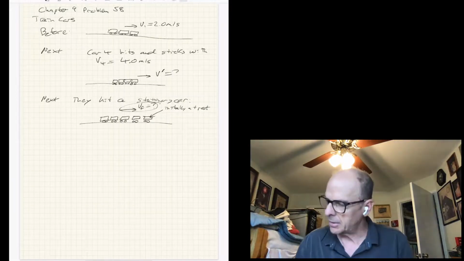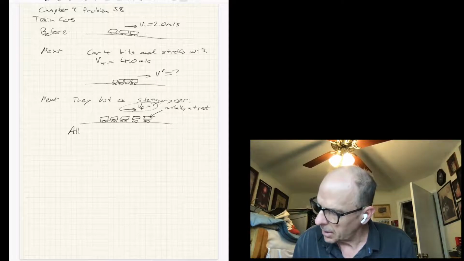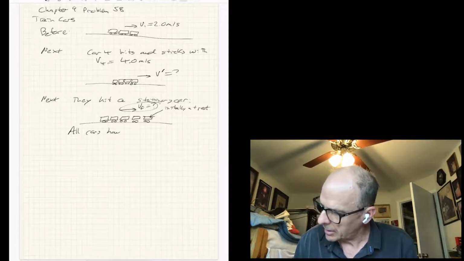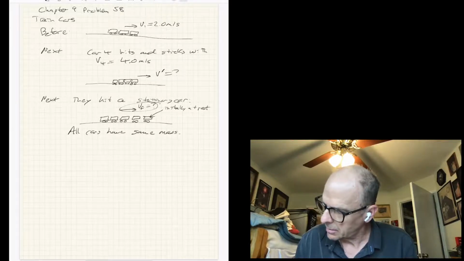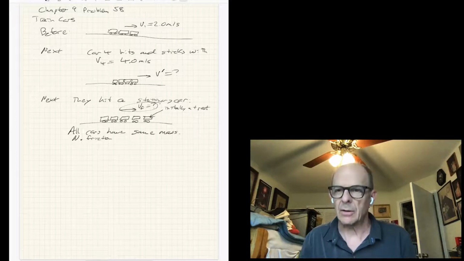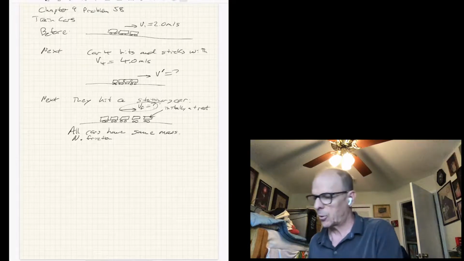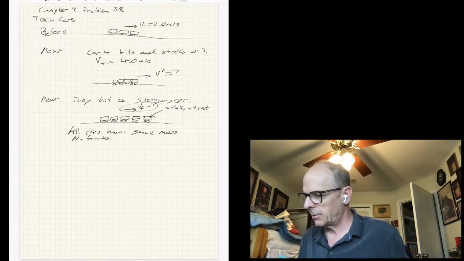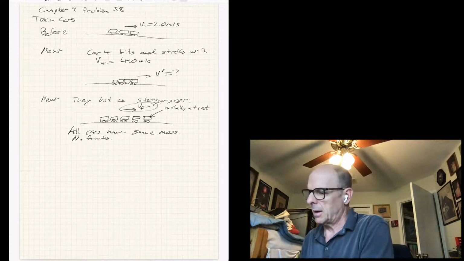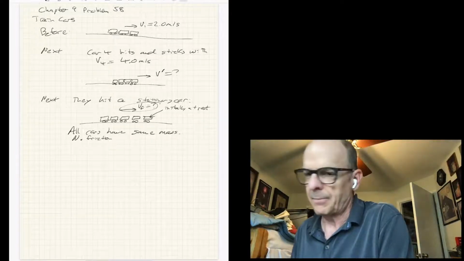And the cars are identical. So all cars have the same mass, and there's no mention of friction. Train cars roll really easily. That's why it's a very efficient way of transporting goods. The friction is very small, so we don't need to worry about friction.